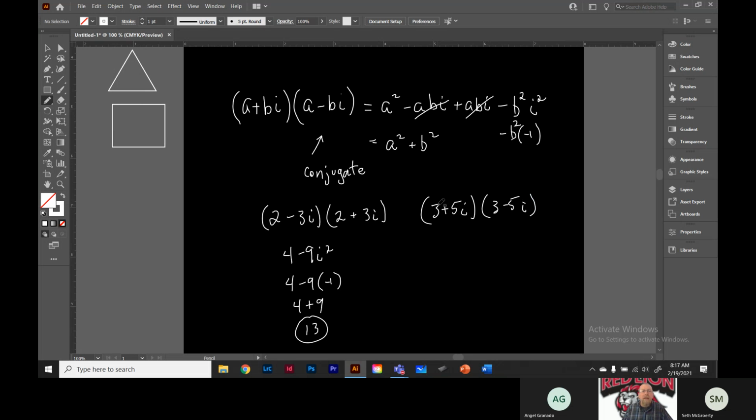Can we do this in our head? Let's just go ahead and do it. So remember, the outside and inside add up to 0, so I don't have to worry about that. So the first is just 9. The last is minus 25i squared. So minus 25i squared would be the same as plus 25, and that would give you a 34. So that's how you would do that. Said I wasn't going to do it, but I ended up doing it anyway. All right, enough of that.